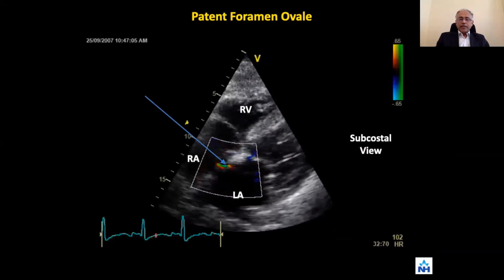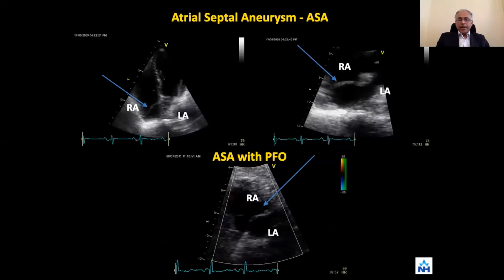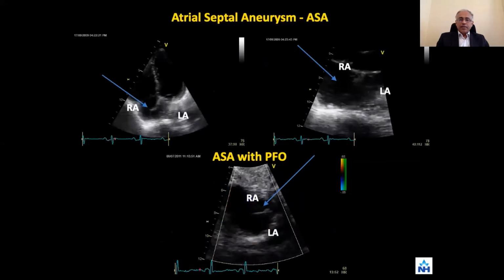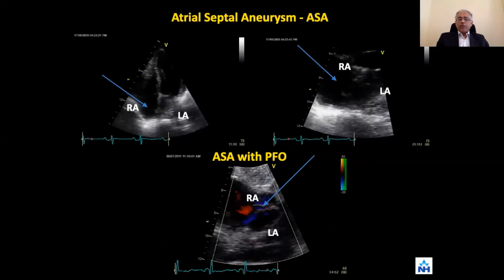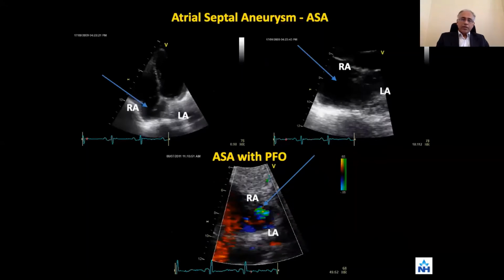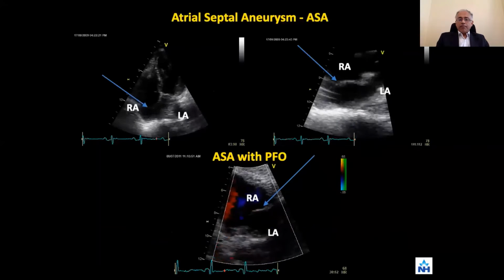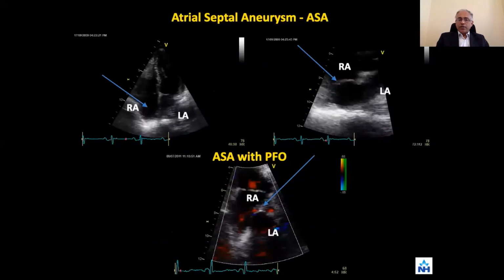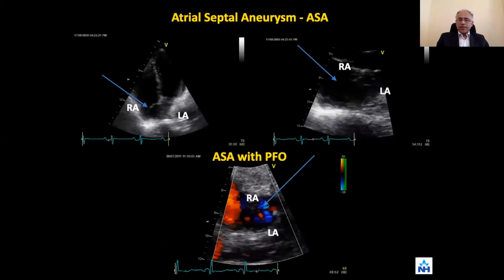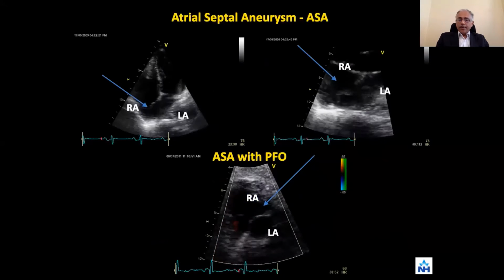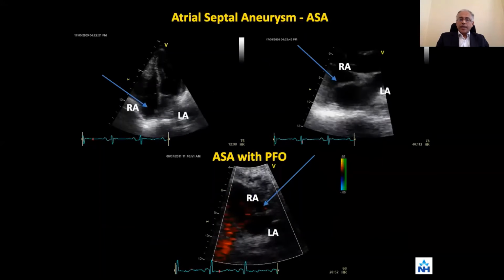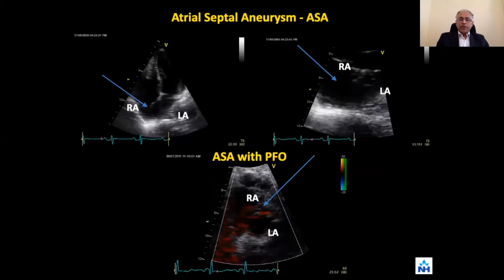Then another type of variation can be called the atrial septal aneurysm. So this is a very prominent atrial septal aneurysm. Sometimes it will be much less obvious than what you see here. So this is, again, seen towards the right atrium. So you have different types of atrial septal aneurysm.